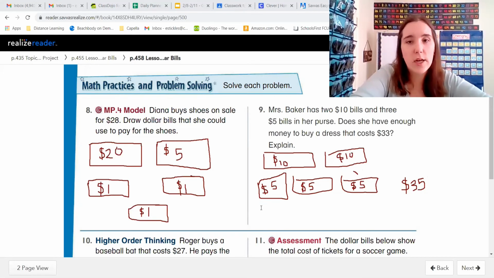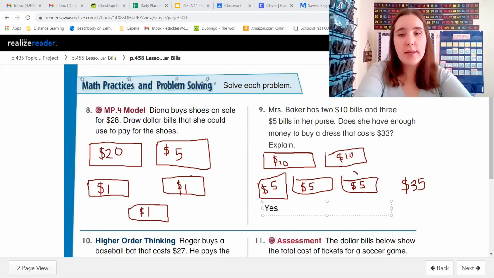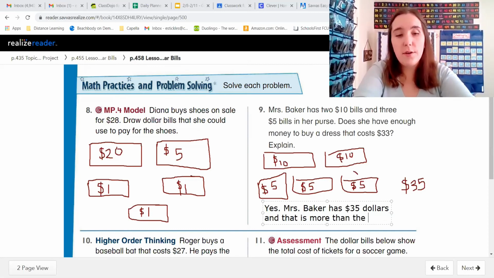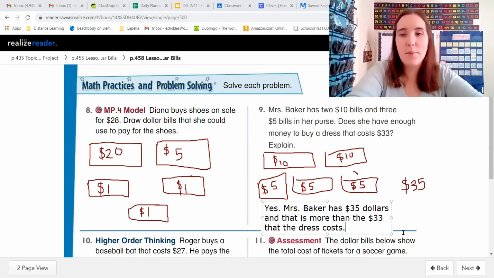So let's do a little bit of writing here. We can say, yes, Mrs. Baker has $35, and that is more than the $33 that the dress costs. Okay, pretty easy to help us explain how we found our answer and why it's correct. Great job. Let's take a look at your homework for today.